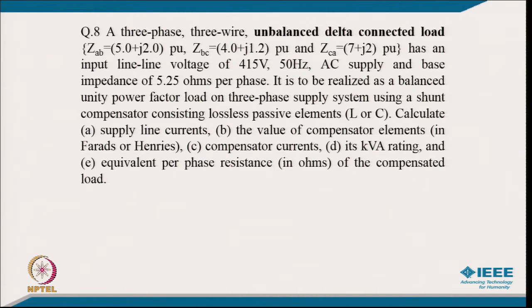Calculate A, the supply line current, B, the value of compensator element, C, the compensator current, D, its kVA rating, and E, the equivalent per phase resistance of the compensated load, because after compensation it should behave as a unity power factor load on the balanced supply system.